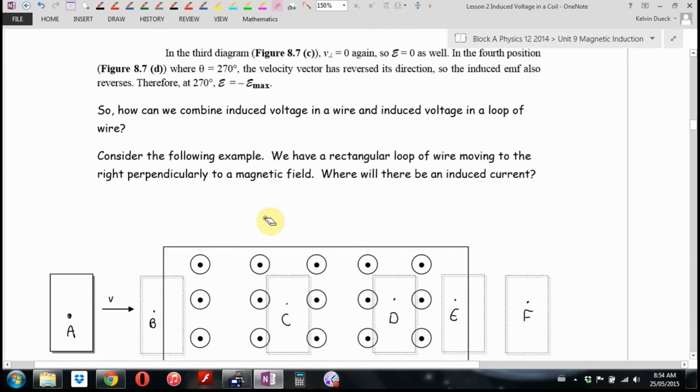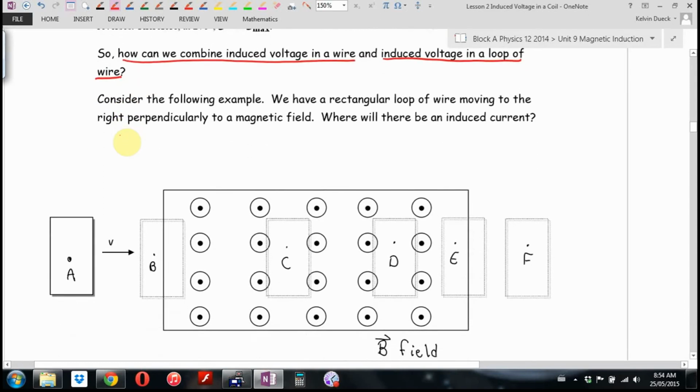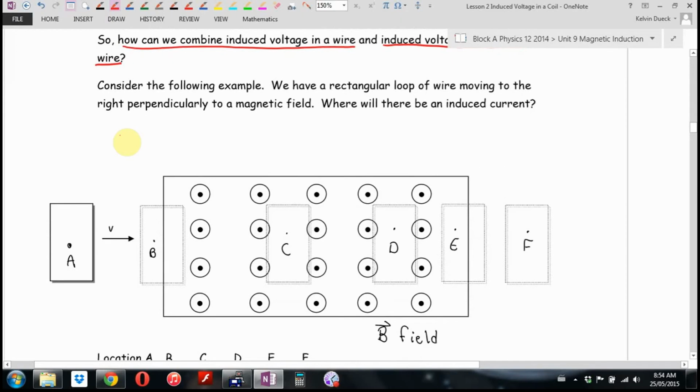So, here's the question that Faraday wanted to get to. How can we combine induced voltage in a wire and induced voltage in a loop of wire? Consider the following example. So I have situation A, B, C, D, E, and F. And the magnetic field looks like it's coming... Oh, what do those dots mean? Which way is the magnetic field? Okay, magnetic field's coming out of the page. So we're moving a coil into a magnetic field and out of a magnetic field. Where will there be an induced current?